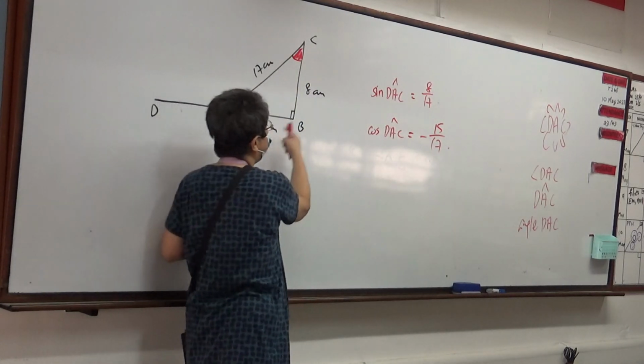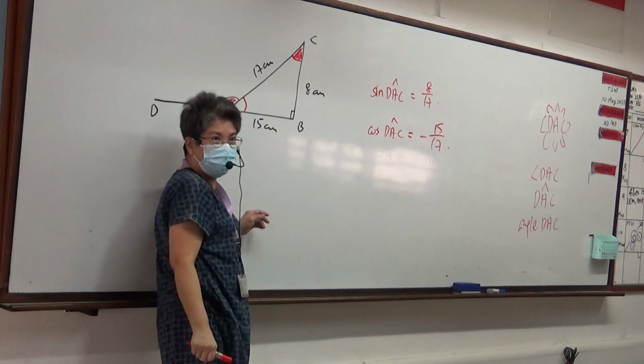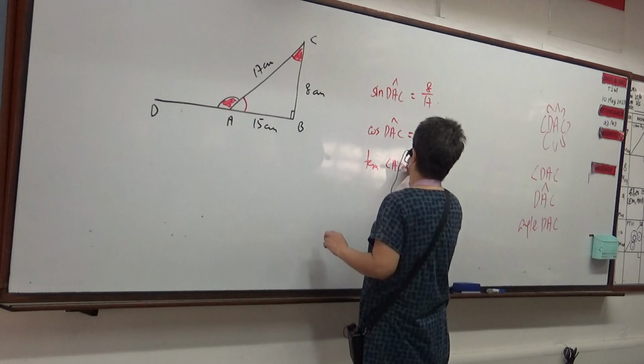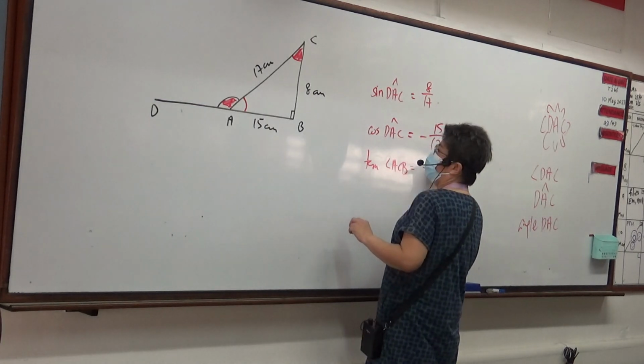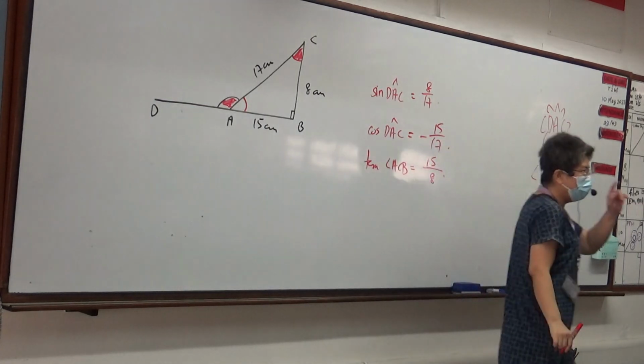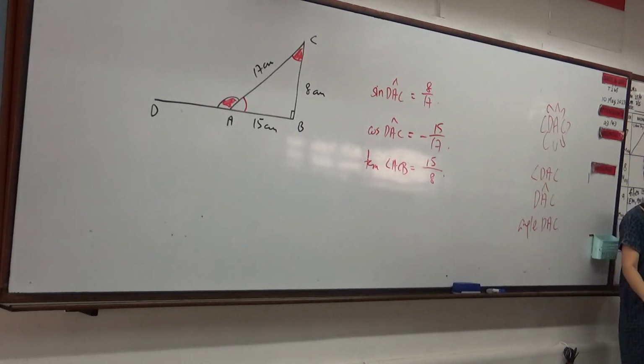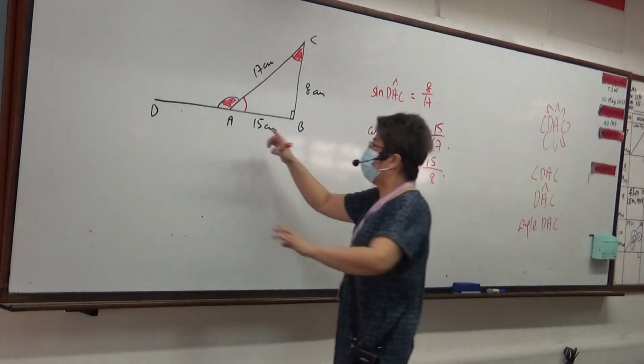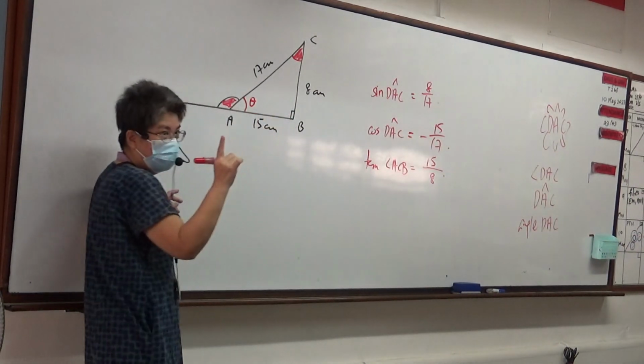Tangent is what? 15 over 8, right? Opposite over adjacent. So, tangent angle ACB will be 15 over 8. That's all. So change to next number. 15 over 8. Are we clear now? Are we clear? Okay, so what I usually do is, I don't even look at all this stuff.